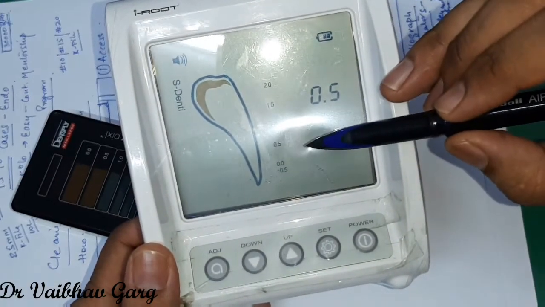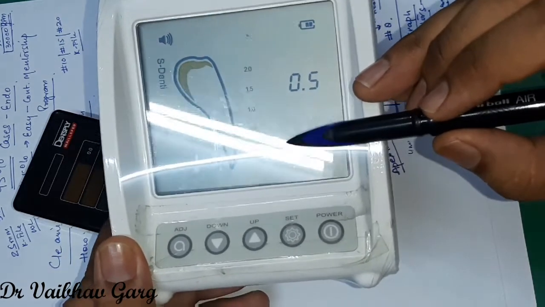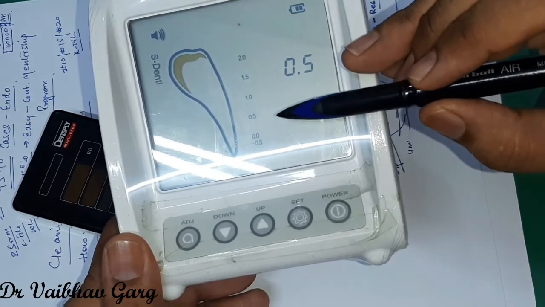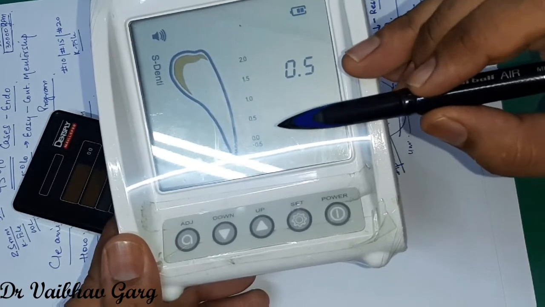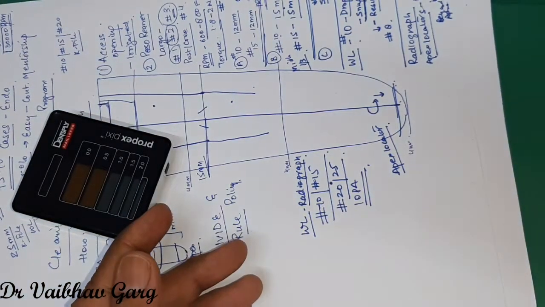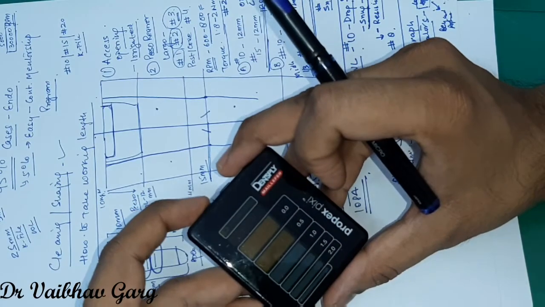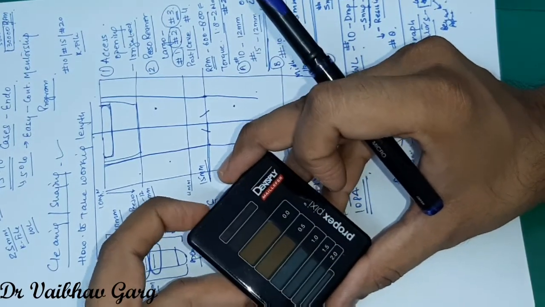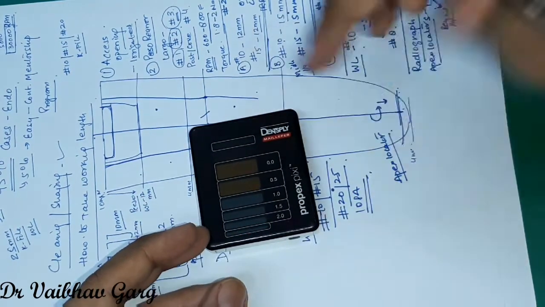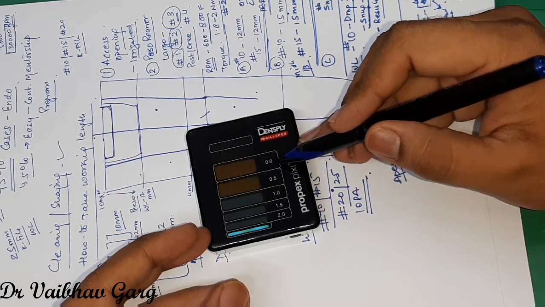So in all the apex locators, 0.5 to 0.0 is a safe zone. If you keep your working length within this zone, your case will be fine and you will be able to adjust your working length. I'll show you. You can have a look here also. There is also 2, 1.5, 1, 0.5 and 0.0.